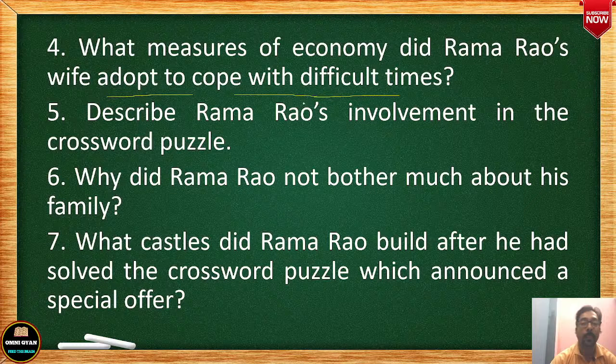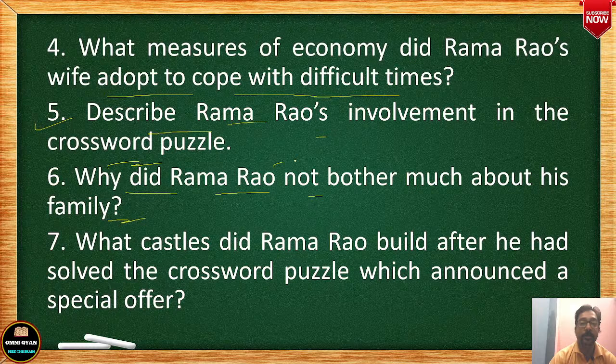Describe Rama Rao's involvement in the crossword puzzle. So it is in the Jubilee reading room, one newspaper or one journal called The Captain. This was what Rama Rao discovered, and he started solving the crossword puzzles. Okay. So Jubilee reading room, and the name of the paper was The Captain. Why did Rama Rao not bother much about his family? Because he was so involved in solving the puzzle that he had forgotten about his family. And now and then he had quarrels with his wife, because the cost of the paper was 5 rupees. It was a weekly newspaper. The cost of the journal was 5 rupees. And Rama Rao's wife did not want to give the money.